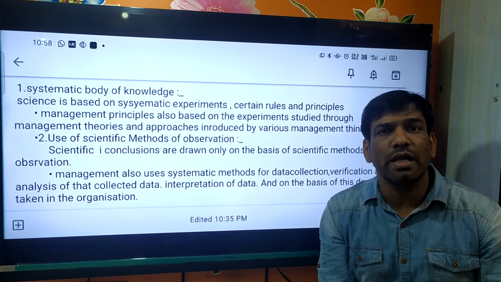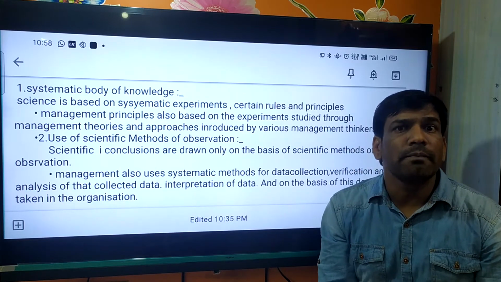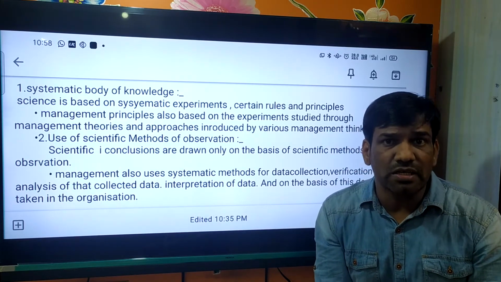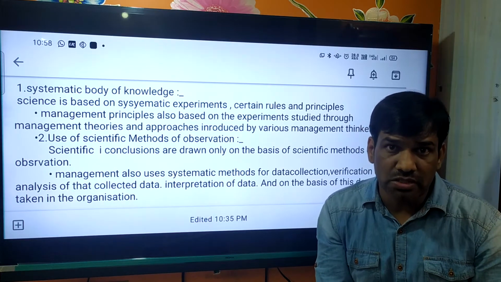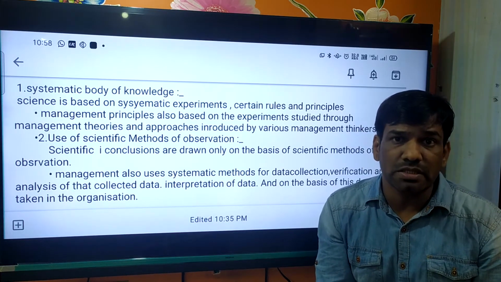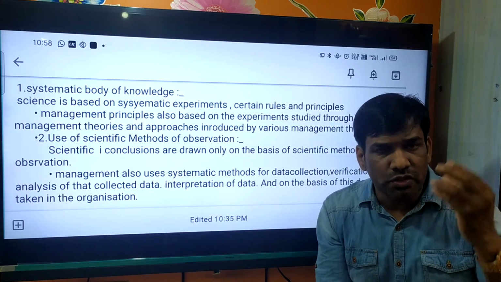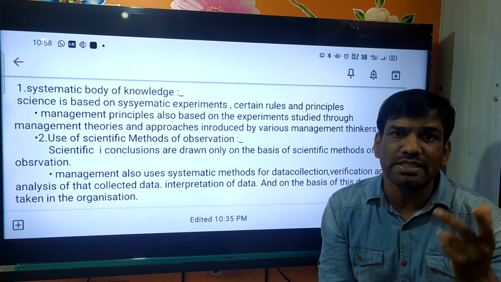जैसे हेनरी फेयोल है, F.W. टेलर है, मेरी पार्कर फोलेट है. These are the management thinkers who have given us the management principles, which are based on the experiments, studies and observations done by these experts.